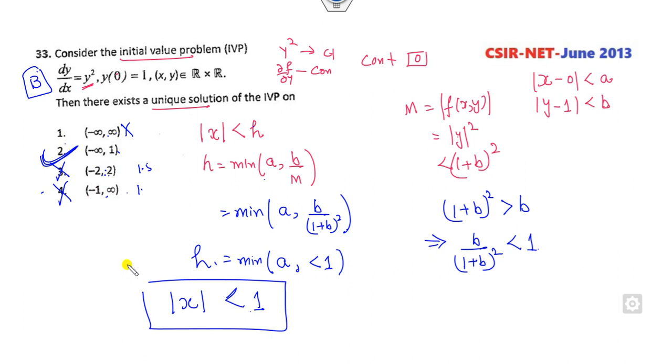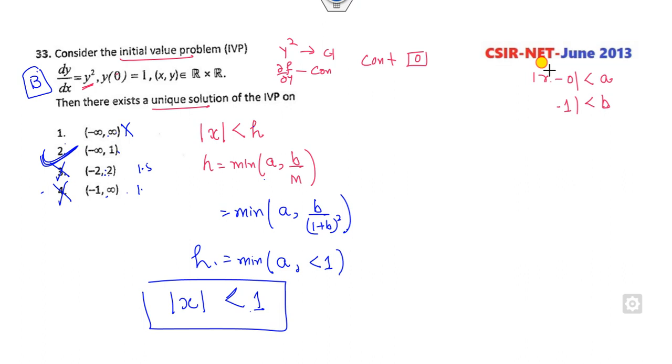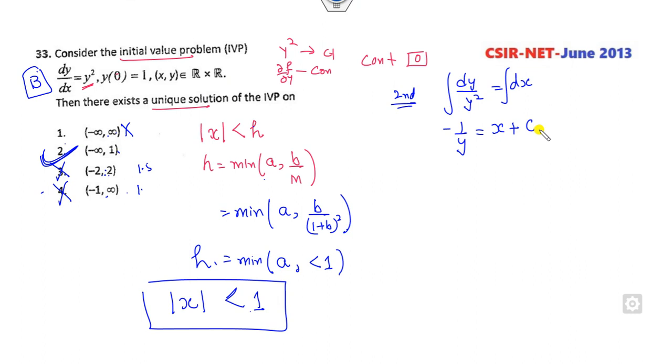There is one more method if you want to solve it this way. How can you solve that? The given differential equation, I can rewrite in this form. Now you can integrate them. This is minus 1 over y equals x plus c. Now y of 0 is 1, so what is the meaning of that? c is minus 1. So I can find the value of y from here.